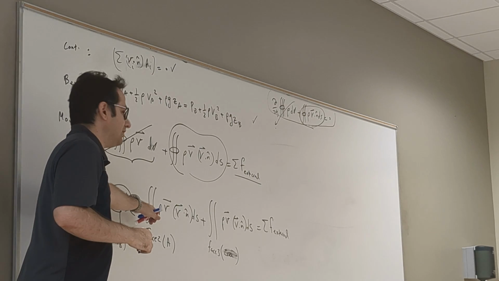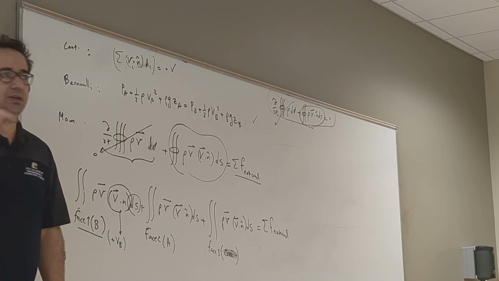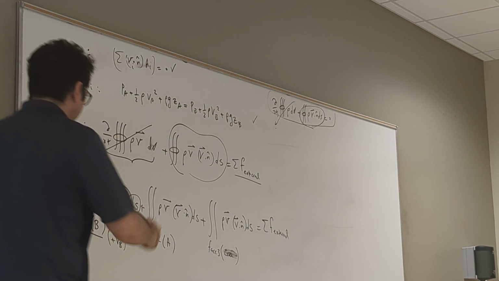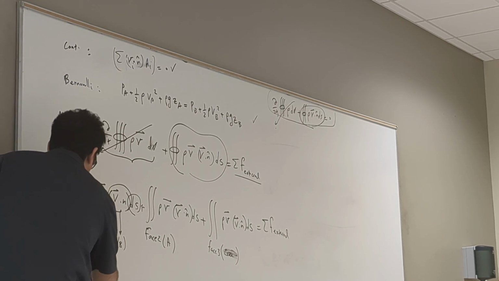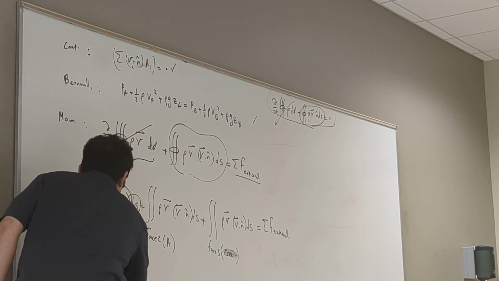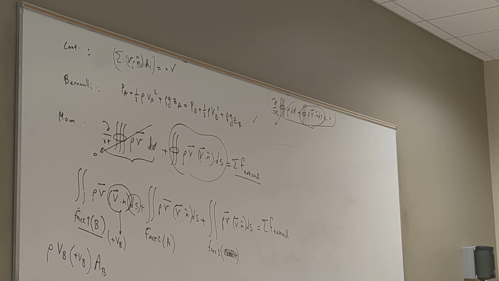So what do I get? The integral of dS over the face is the surface area. So you get rho VB, times the positive VB, times the area at point B. You agree?